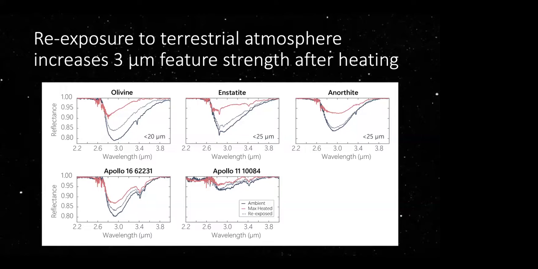And so you can see that for pretty much all of these samples, the strength of that 3 micron feature does increase, but it does start to approach the ambient spectrum. I will note that for this heating that we're doing, we're not getting all that hot, and we do see that this process is reversible just by simply taking off the lid and letting the samples re-equilibrate for a few minutes.